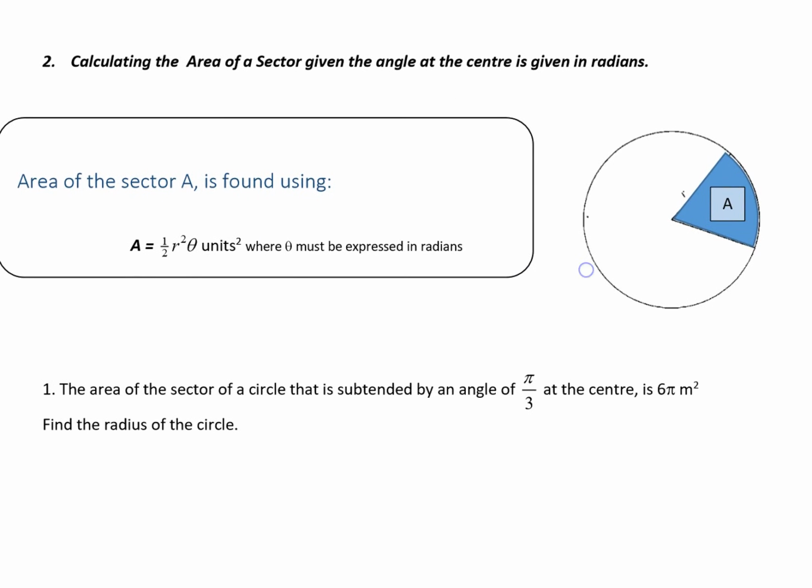The second one is calculating the area of a sector. So you can see I've shaded here this whole sector. It's formed, like I said, by an angle at the centre, which we will call theta, and again theta must be expressed in radians for you to be able to use this formula. The formula is that the area of a sector is a half times the radius squared times theta, where theta is expressed in radians. And of course it's units squared because it's area.